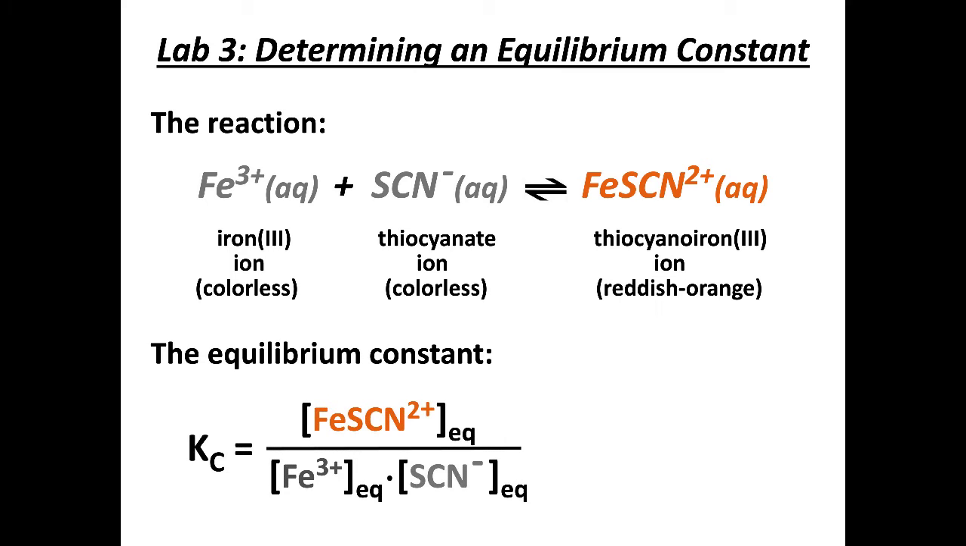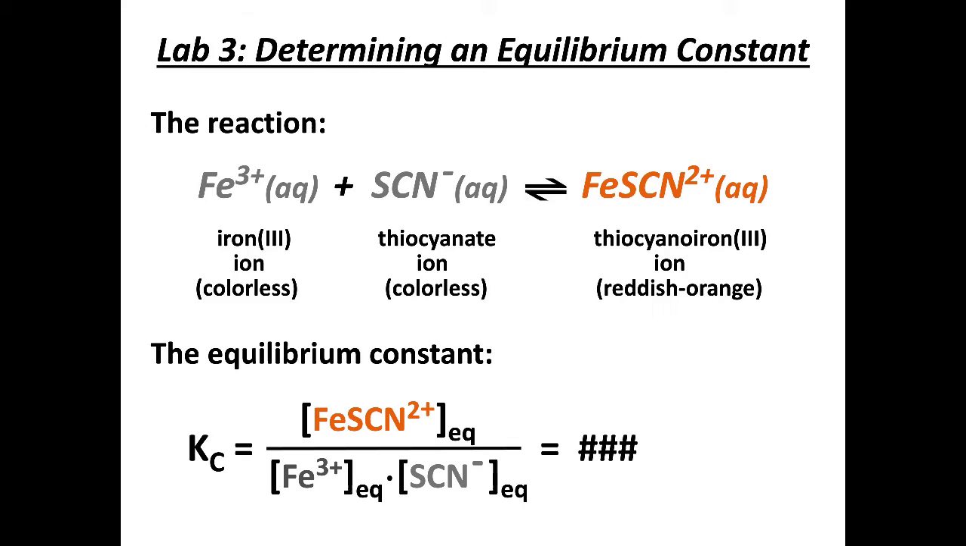And of course, the equilibrium constant for this reaction is going to be a K sub C because we're doing this in terms of concentrations of the solutions, and it will be the ratio of the concentration of the FeSCN2 plus ion at equilibrium over the product of the concentration of Fe3 plus times the concentration of SCN minus ions, also at equilibrium. And that will turn out to be a number.